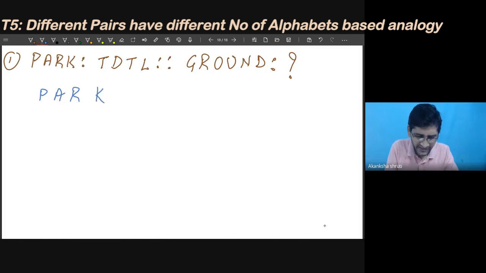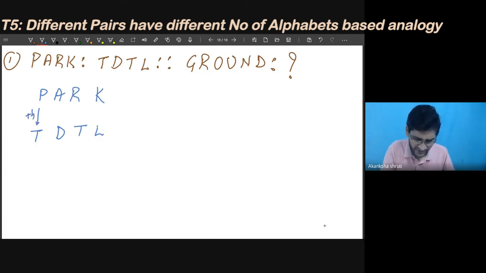PARK, then from this PARK we want to get the T, D, T and L. How we are getting? So P is our, you can quickly write the number. From that the shifting we can observe.